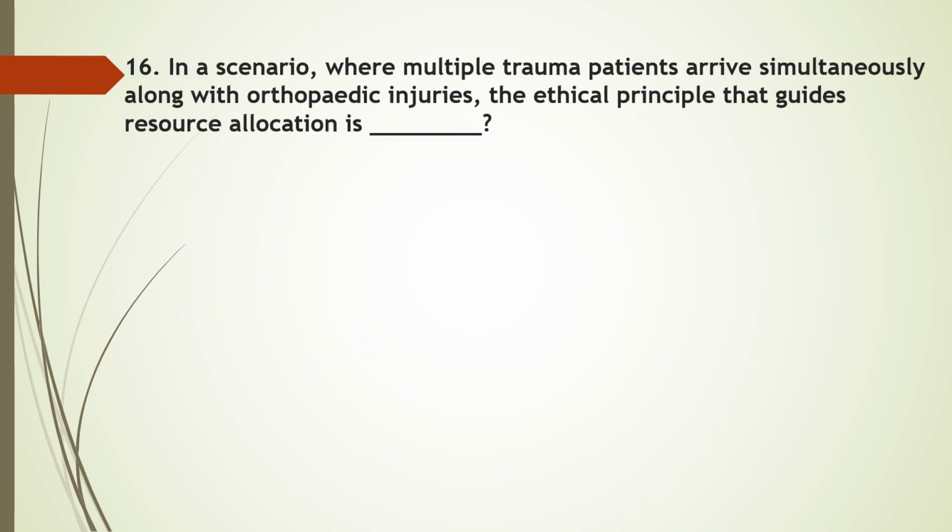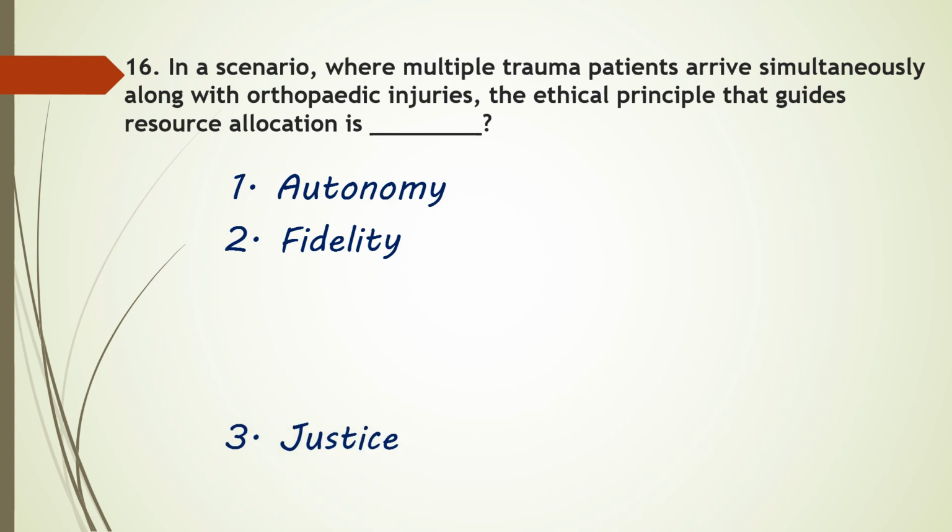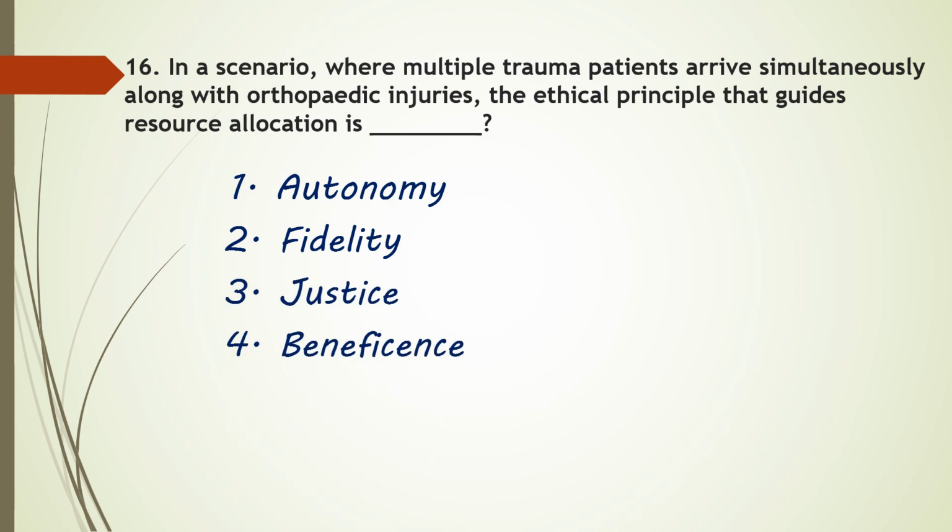Question number 16. In a scenario where multiple trauma patients arrive simultaneously along with orthopedic injuries, the ethical principle that guides resource allocation is autonomy, fidelity, justice, or option 4 beneficence. The correct answer is option 3 justice. It is the ethical principle that guides resource allocation.